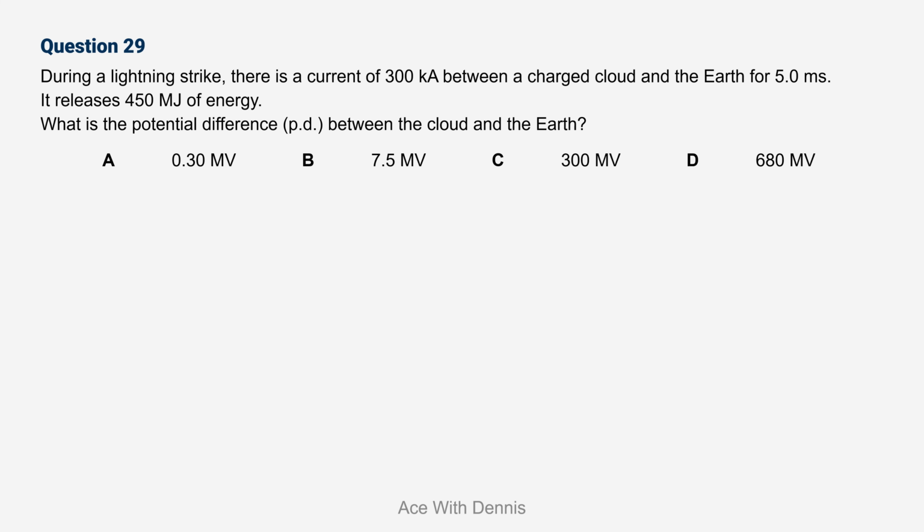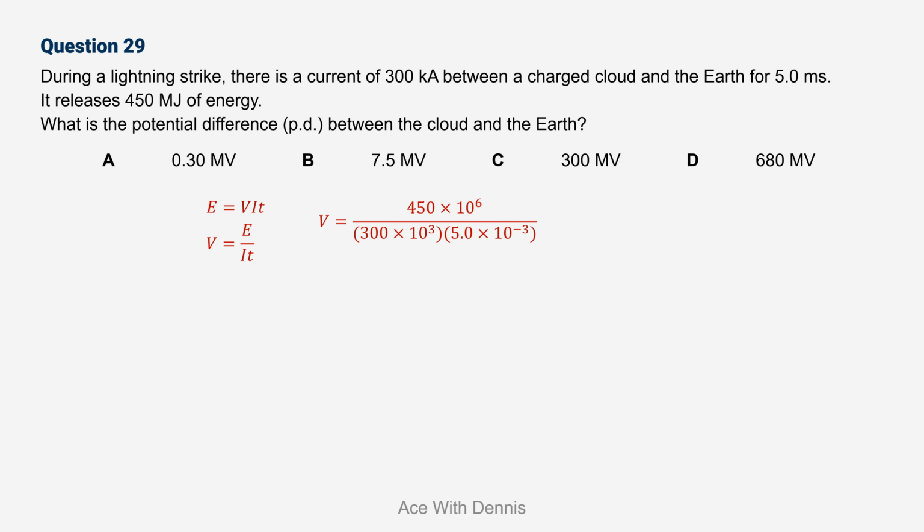Okay, to determine the potential difference between the cloud and the Earth, we need to calculate using the formula energy E equals VIT, where V is the voltage, I is the current, and T is the time. Then we rearrange the formula to make V the subject, hence it becomes V equals E over IT. Now we can substitute all the values given.